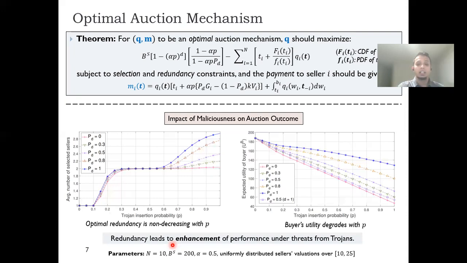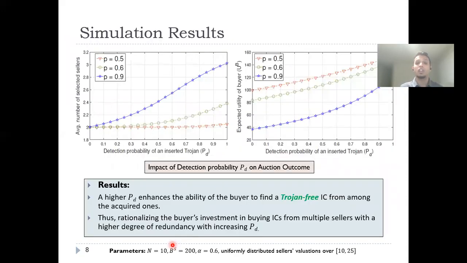Next, let's look at the simulation result we have found. Here we have plotted the average number of sellers versus the detection probability of the inserted Trojan. Here, what we are looking at is that as we increase the PD values, that is, the detection probability, we can see that for a given P, the average number of selected sellers increases.